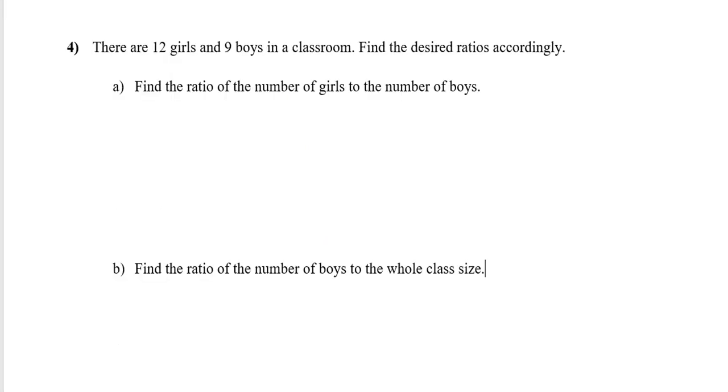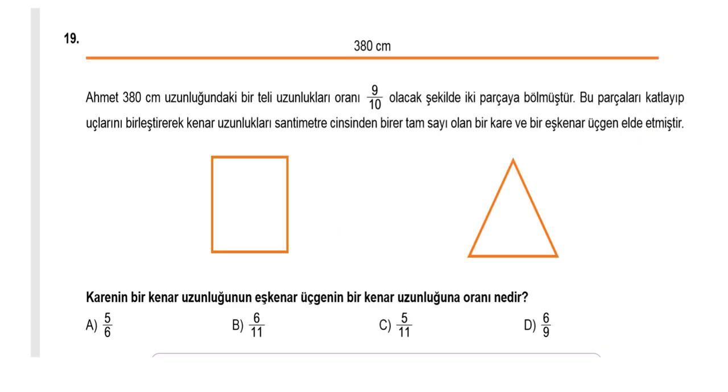And this is my fourth one. There are 12 girls and 9 boys in a classroom. This is also a basic one. Find the desired ratios accordingly. Find the ratio of the number of girls to the boys. And part B is important because it says to find the ratio of the number of boys to the whole class. And the last one.